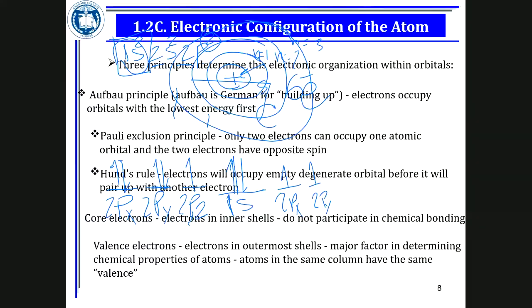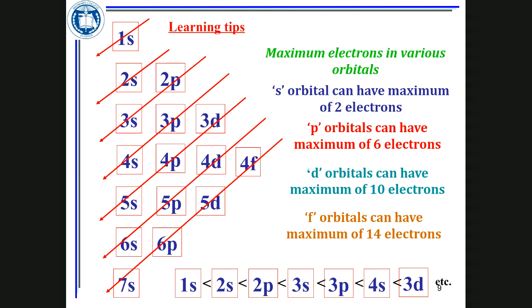We have definitions for core electrons and valence electrons. What's the definition for valence electrons? Those are electrons in the outermost shell. And core electrons are electrons in the inside shells. This diagram shows the Aufbau principle. What does it show? Level 1 has 1 orbital only and is called 1s. Level 2 has two subshells, s and p. Level 3, s, p, and d.